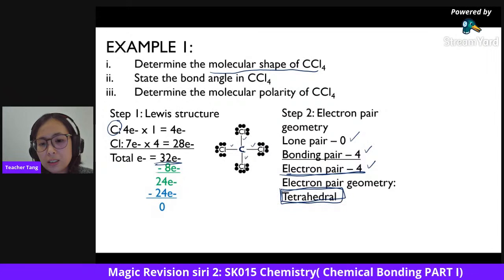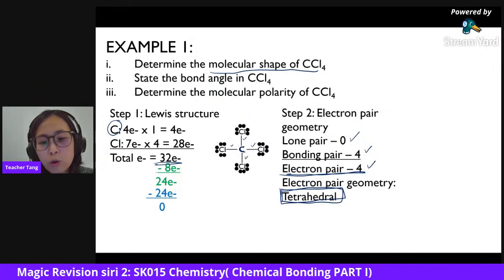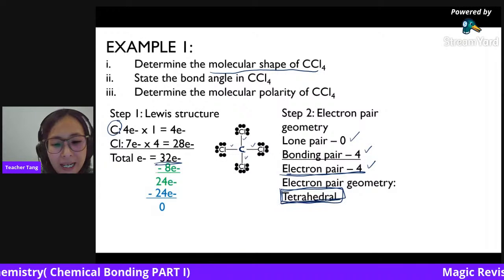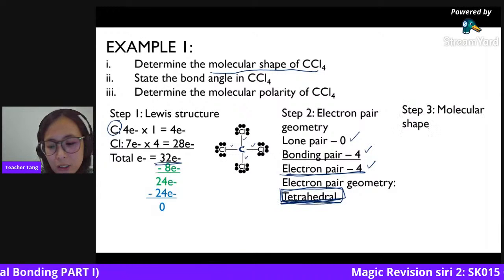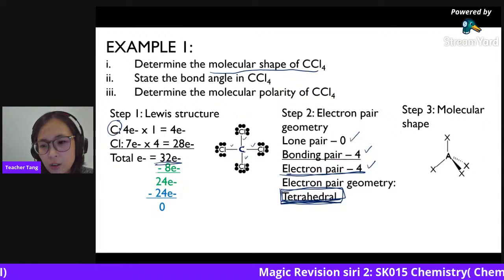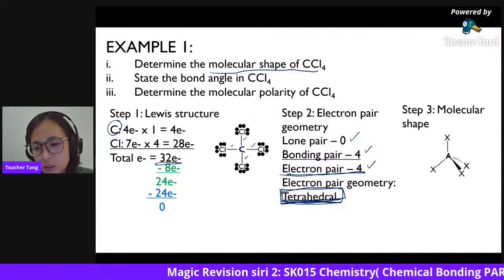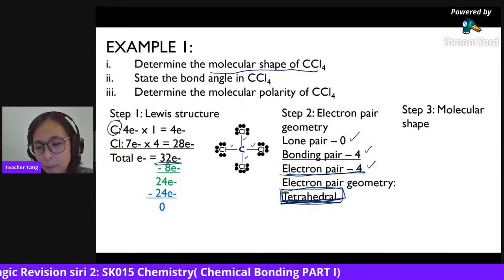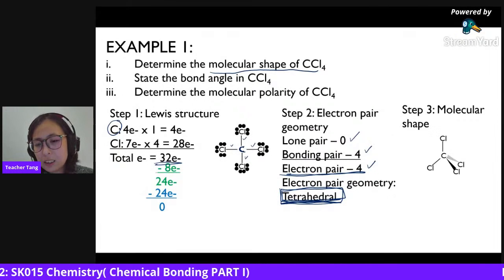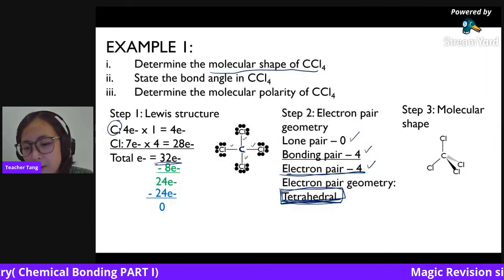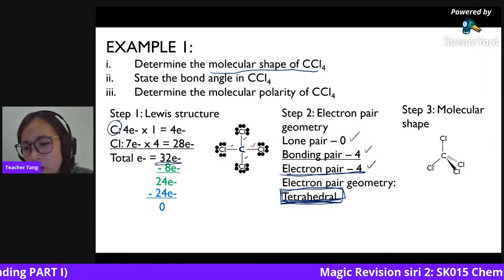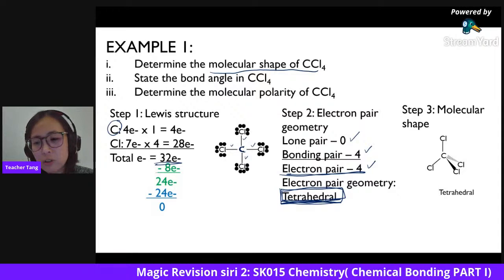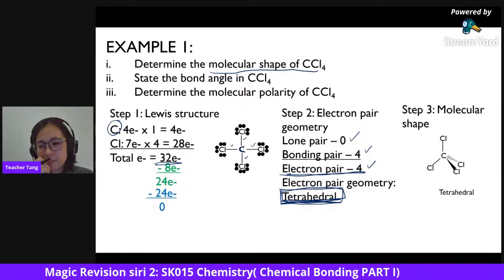In step number 3, when we want to draw the molecular shape, we must draw based on the tetrahedral backbone. So this is a tetrahedral shape. We put in our molecule. This is the molecular shape of CCl4, and this molecular shape is tetrahedral.